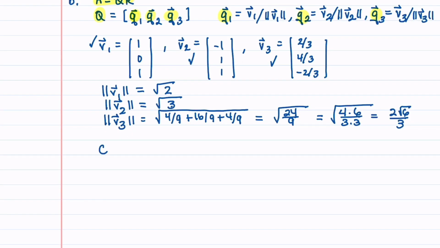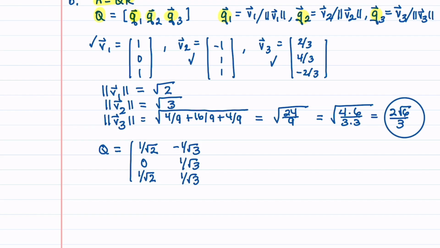Now let's write down what our matrix Q is. Our first column is going to contain V1 divided by the magnitude of V1, which is root 2. So this is 1 over root 2, 0, and 1 over root 2. And then V2, we're going to divide by root 3. So we have a minus 1 over root 3, a 1 over root 3, and then a 1 over root 3.